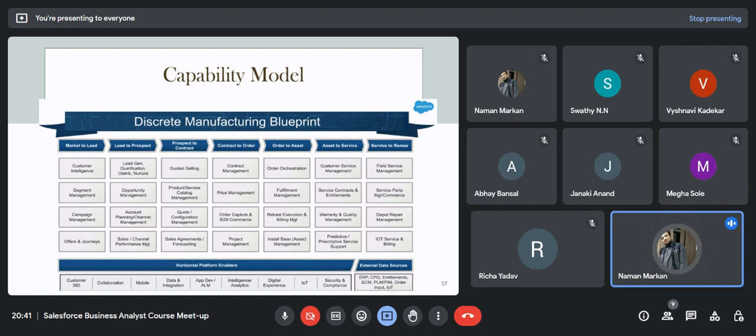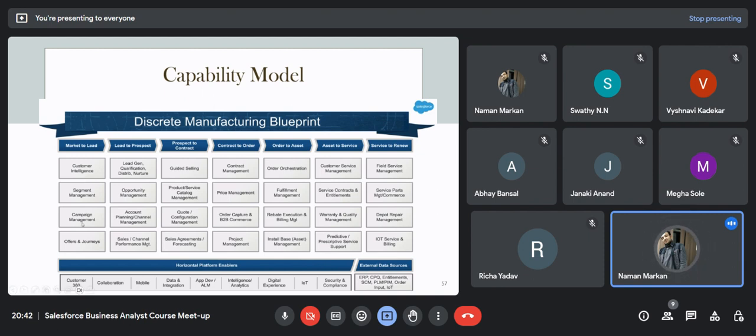Okay, so in the capability model itself, you can see that the first one is market to lead. Then, while the lead is in the market, we will be looking into the intelligence, like customer intelligence, market segmentations.